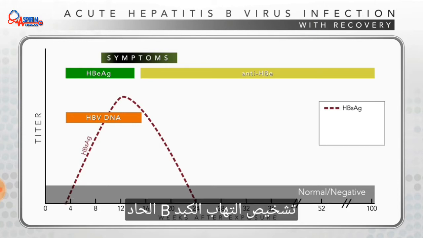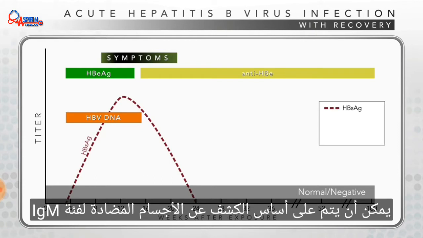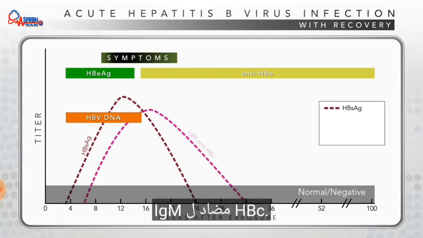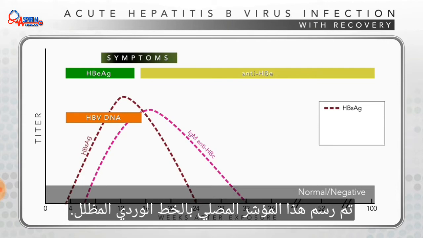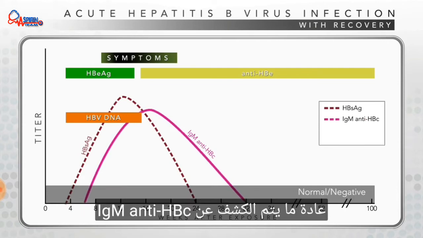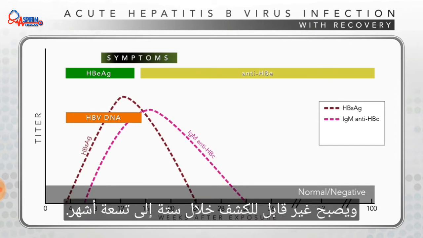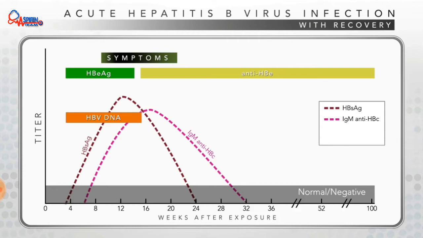A diagnosis of acute hepatitis B can be made on the basis of detection of IgM class antibody to hepatitis B core antigen, IgM anti-HBc. This serologic marker is depicted by the pink hatch line. IgM anti-HBc is usually detectable at the onset of symptoms and becomes undetectable within 6 to 9 months.